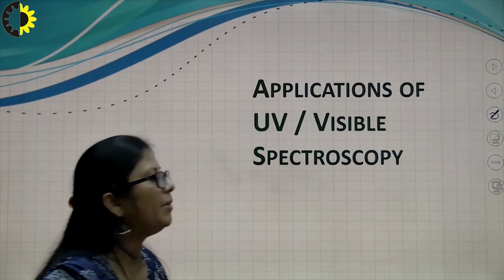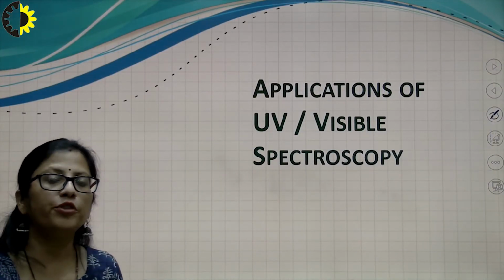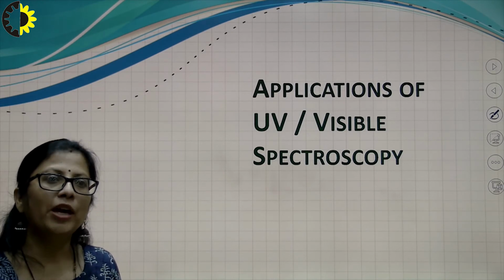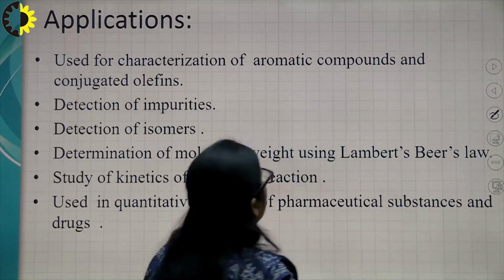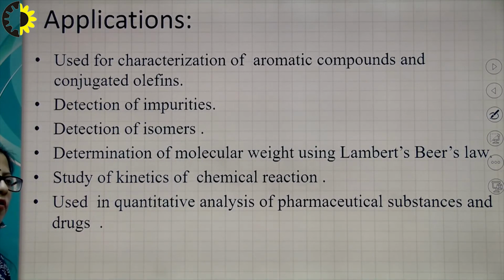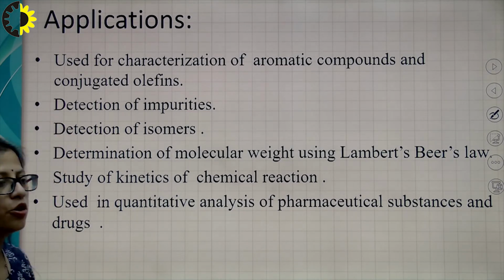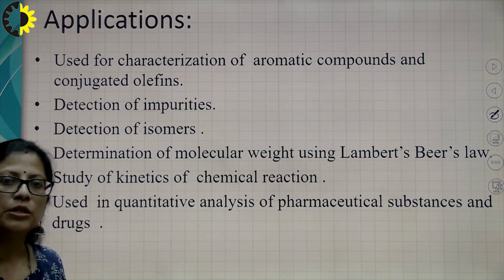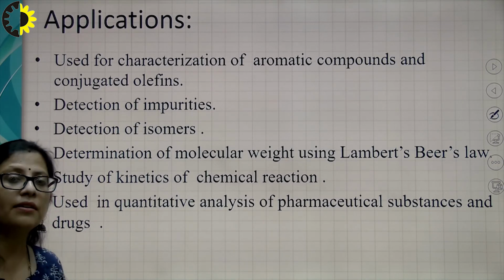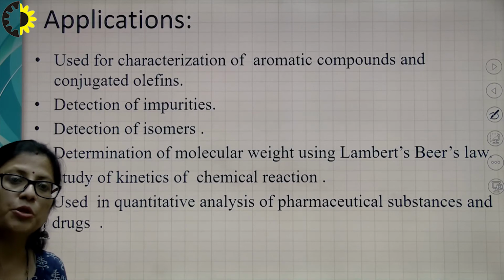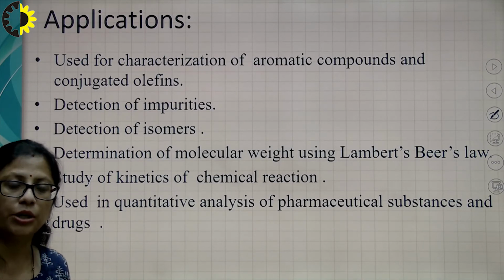Now, coming to the applications of UV visible spectroscopy, where we can use this spectroscopy. The different applications are: first, it is used for the characterization of aromatic compounds and conjugated olefins. Because they contain pi electrons, by the Woodward-Fieser rule we can calculate the unsaturation which is present in the organic molecules.